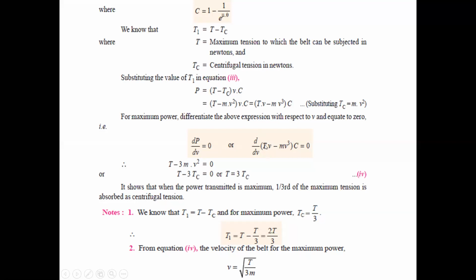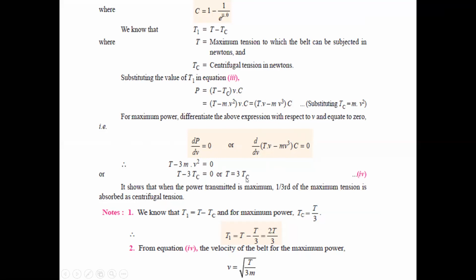So d by dV of (TV minus mv cube) into C equals 0. When we differentiate the equation, the term becomes T minus 3mv square equals 0. So then T minus 3Tc equals 0. So we have the relation for the maximum tension to the centrifugal tension, that is T equals 3Tc.